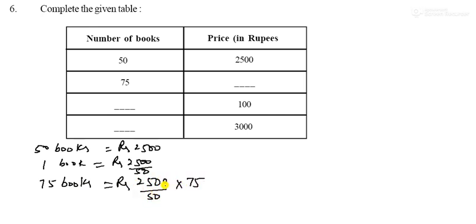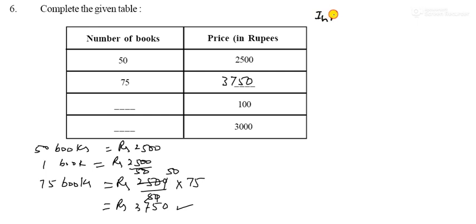So what about now, come to the 75 books? It is rupees 2500 upon 50 into 75. So 0 will cancel to 0 and 5 5 ja, it is 50. So rupees will be now 5 5 ja 25, 2 carry, and 5 7 ja 35 and 2, that is 37. So this one is 3750. So you can write here 3750.